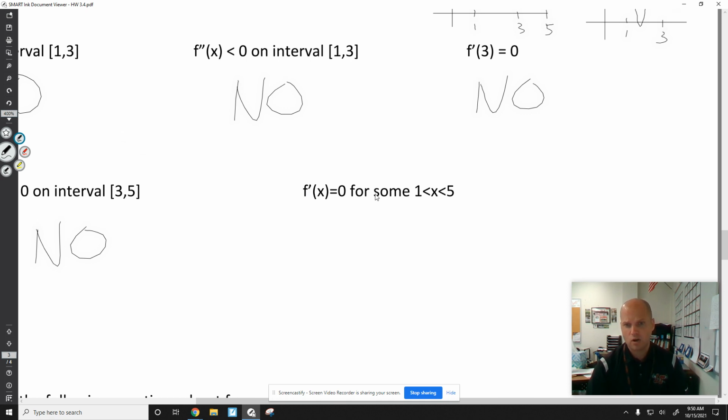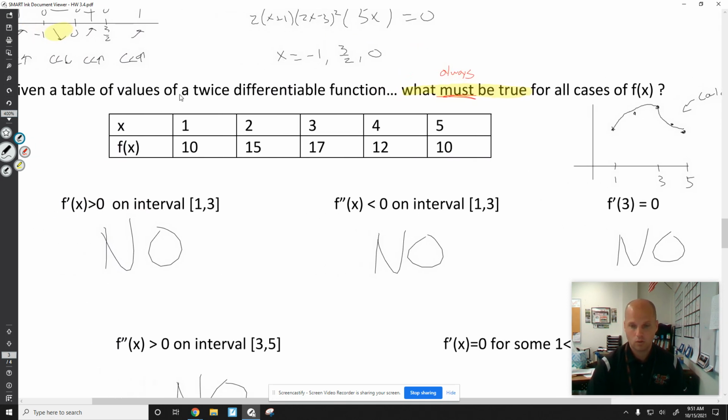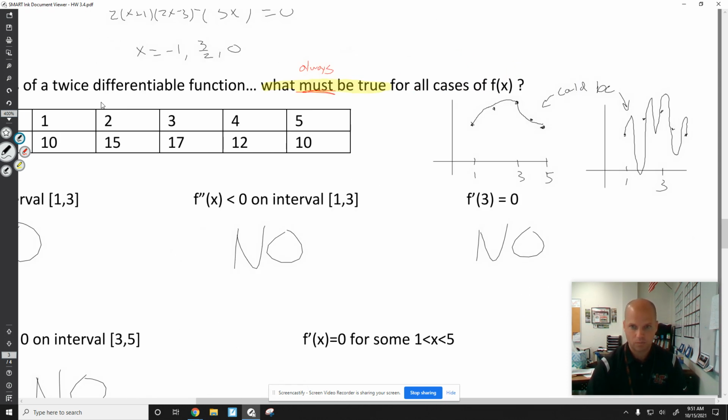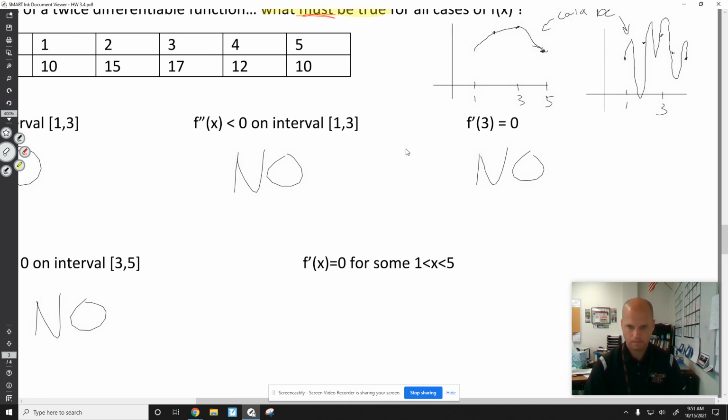Derivative equals 0 for some x between 1 and 5. Actually, hold on. Pause a second. I told you that the function is twice differentiable. Twice differentiable just means it's very much differentiable, which means I do not have a sharp point. You're not allowed to have a sharp point. So let's just assume you have a nice smooth curve there. Okay, cool. Now here's where musts come through.